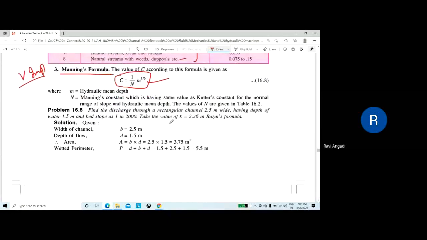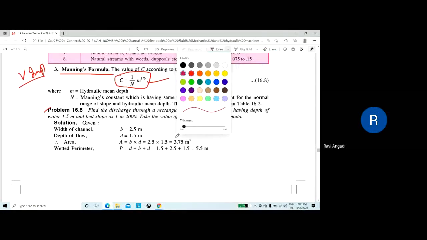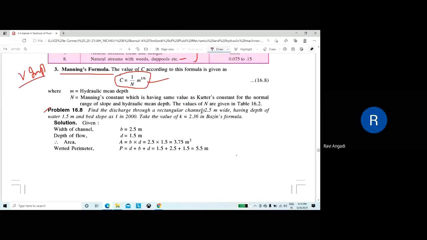Okay. Now, take this problem. Find the discharge through a rectangular channel 2.5 meter wide, having a depth of water 1.5 meter and bed slope 1 in 2000. Take the value of K as 2.36 in Bazin formula.